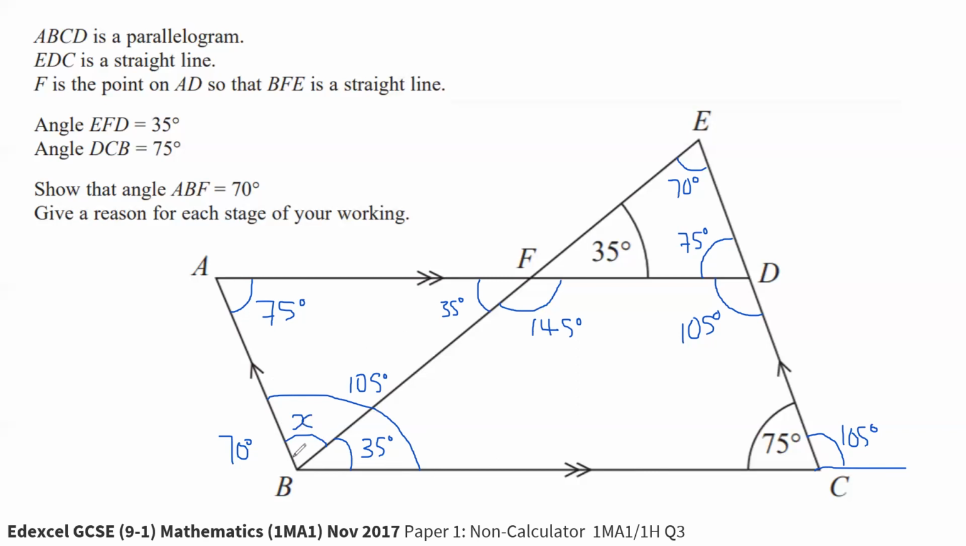As I said, there are so many different ways of working this question out. As long as you end up with X equals 70, it really doesn't matter what method you've used, and you can explain each stage of your working. Whether that's the angles in a triangle add up to 180, angles on a straight line add up to 180, angles in a quadrilateral add up to 360, or any of the parallel line reasonings. So your alternate angle, interior angle, corresponding angle, opposite angle, any of those are all valid reasons for each stage of your working, and they will all be counted and will give you this answer here. Doesn't matter what working you use.